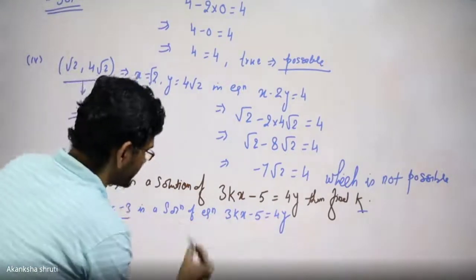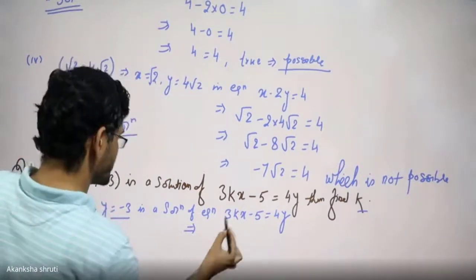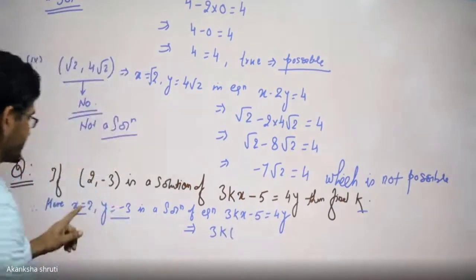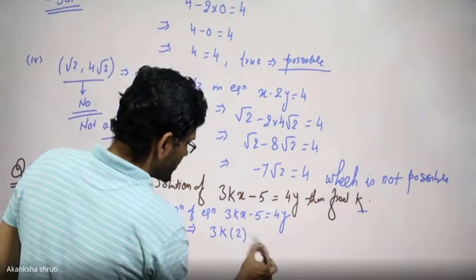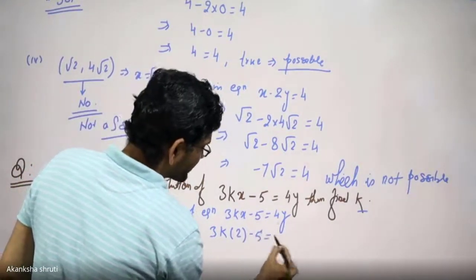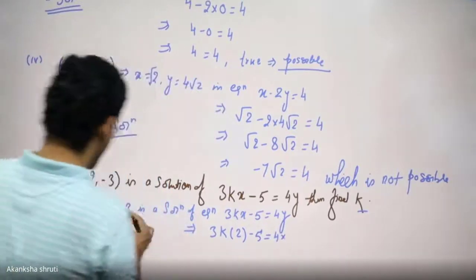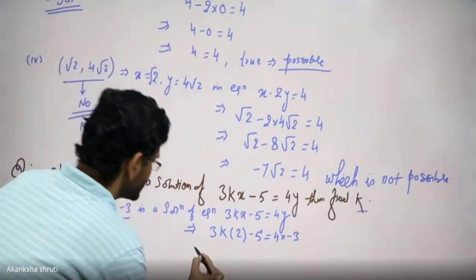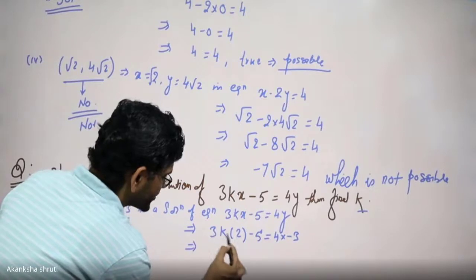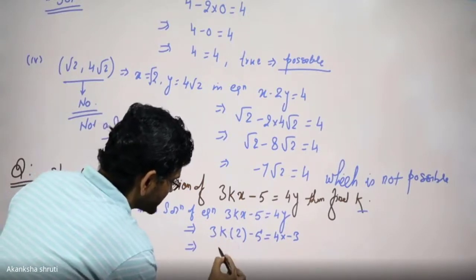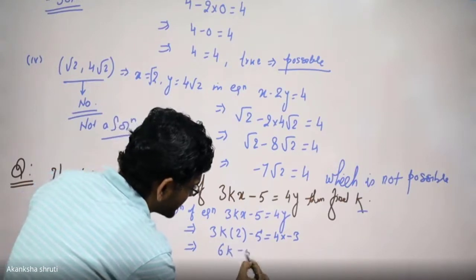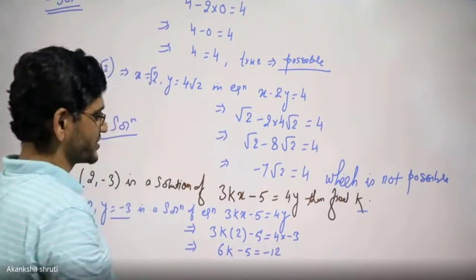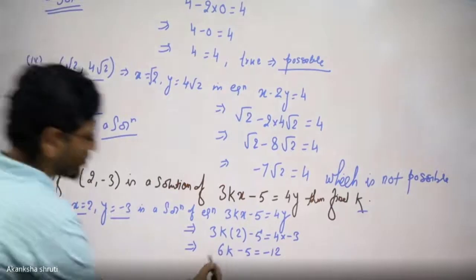so that this will be satisfied. This implies substitute: 3, the k has to be calculated, multiplied by x. Students, the x value is our 2, minus 5 is the constant, and 4, and y is given as minus 3. So you get 3 times k times 2, that is 6k, minus 5 is equal to 4 times 3 is 12, but it is negative, so minus 12. After this, we have to solve for this k.